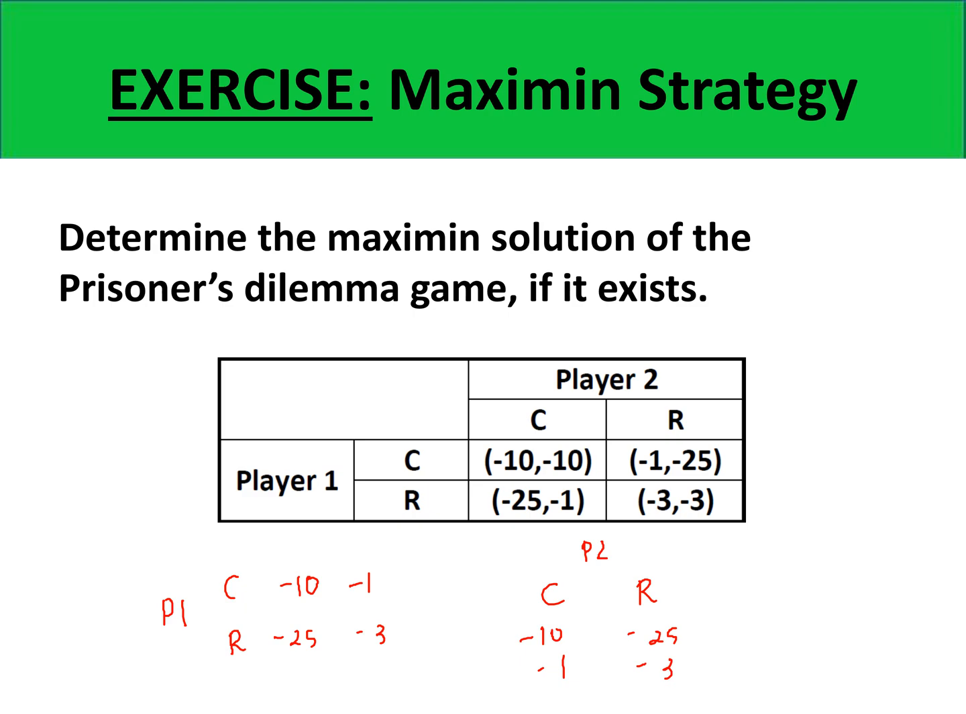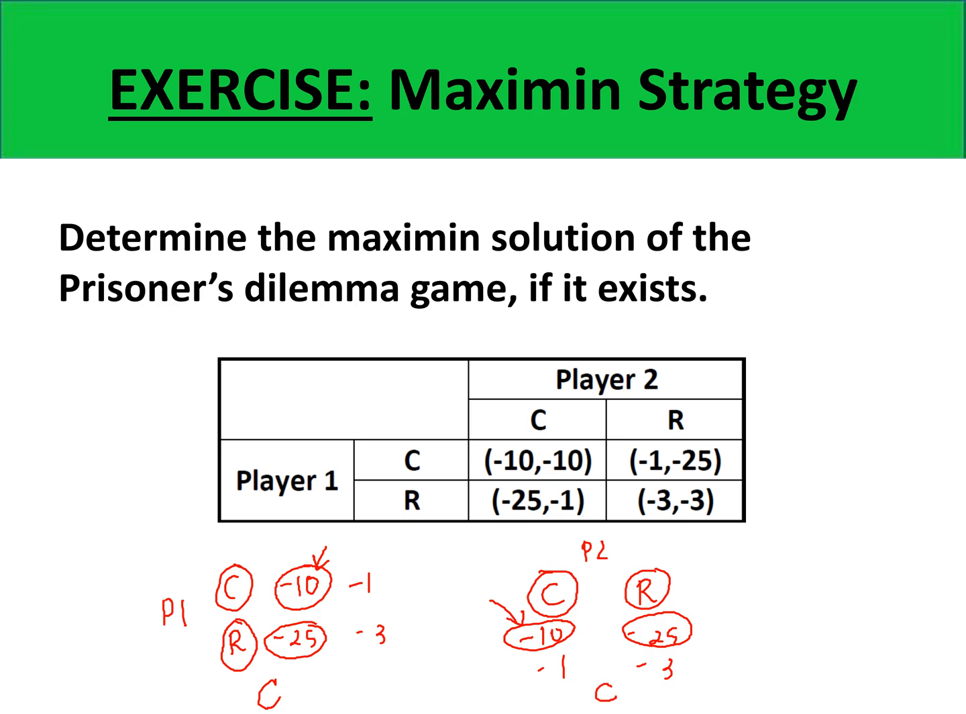So for player number 1, or for the row player, if he chooses to confess, then the worst payoff would be negative 10. If he chooses to remain silent, the worst payoff is negative 25. Now the maximum between these two, between negative 10 and negative 25, is negative 10. Which means that the maximum strategy of player 1 is to confess. Now for player 2, if player 2 chooses to confess, the worst payoff would be negative 10. And if player 2 remains silent, the worst payoff is negative 25. So the maximum between these two values is negative 10, which corresponds to the strategy confess.